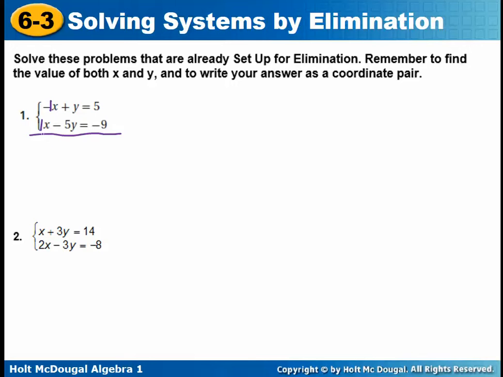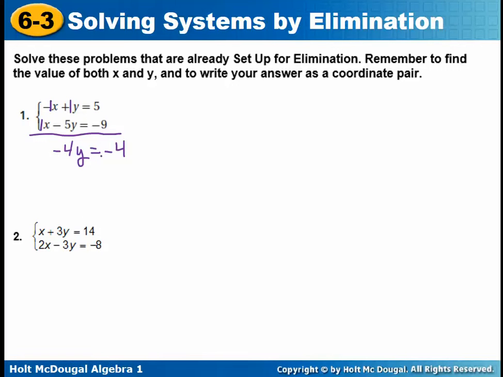Negative 1x plus 1x is 0. You can write it if you want. And then I have plus 1y minus 5y. So 1 minus 5 is negative 4y. Don't forget the y there. And then 5 plus negative 9 is negative 4. So I don't really need that 0. I'm just going to erase it.